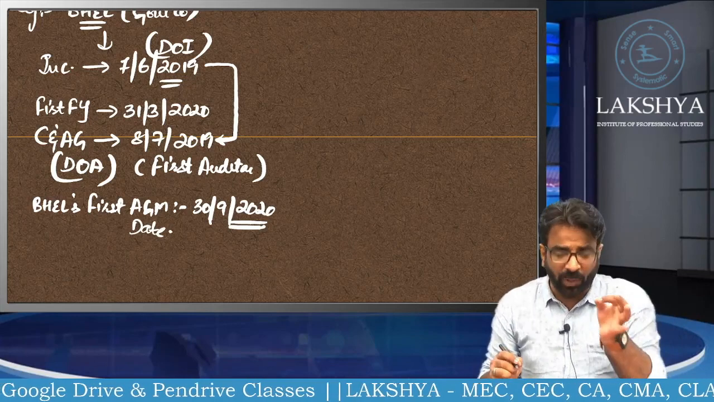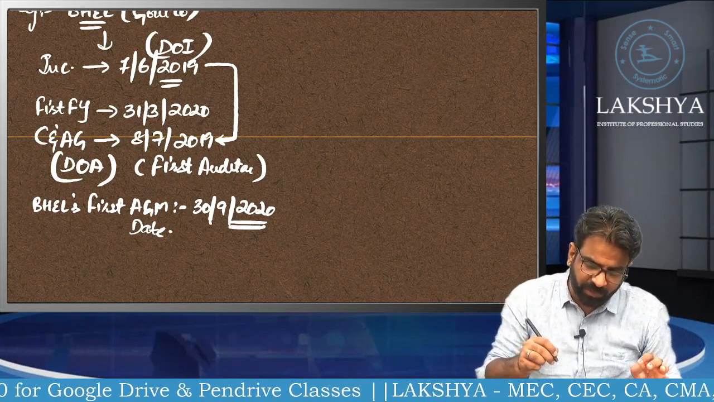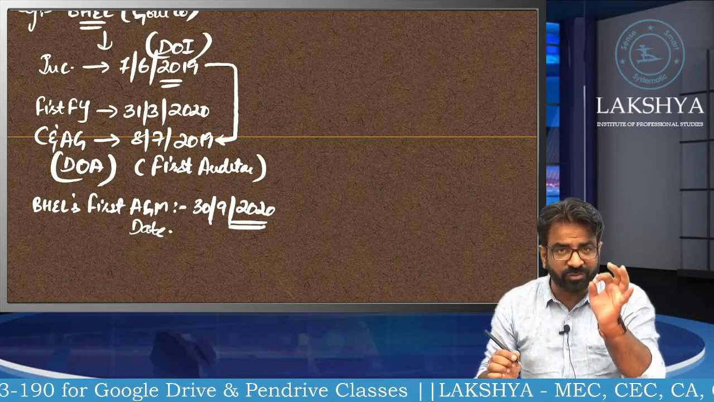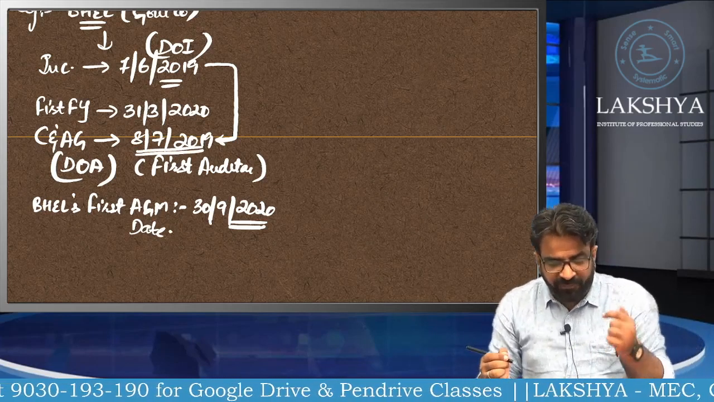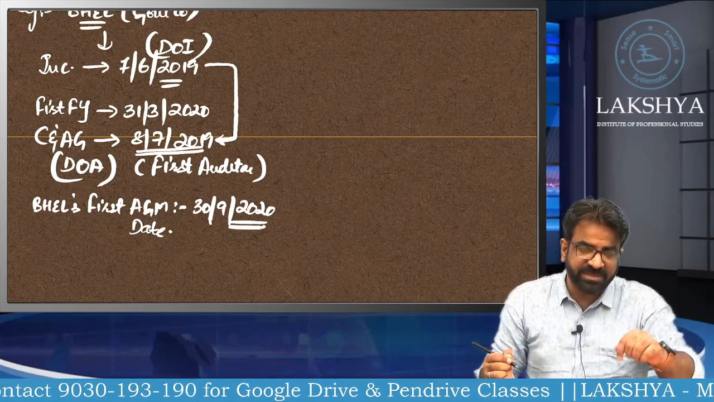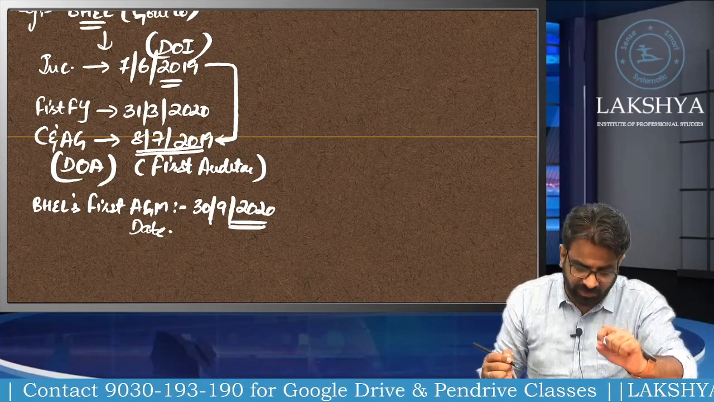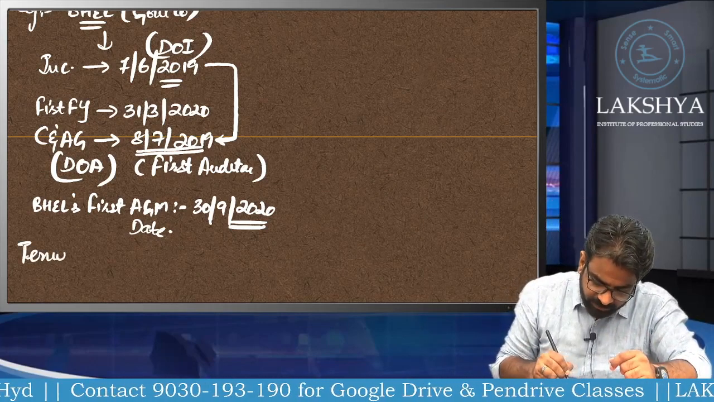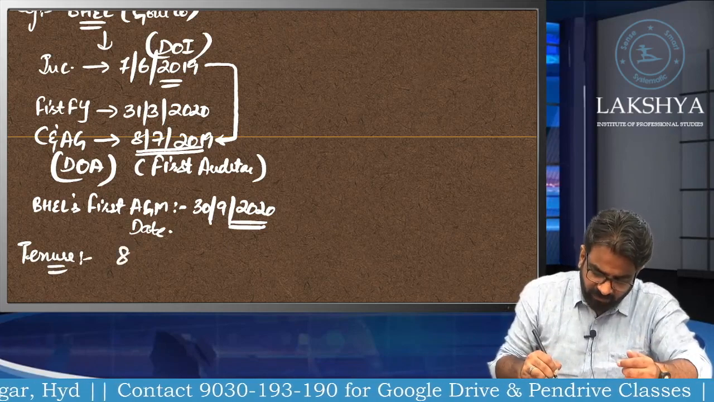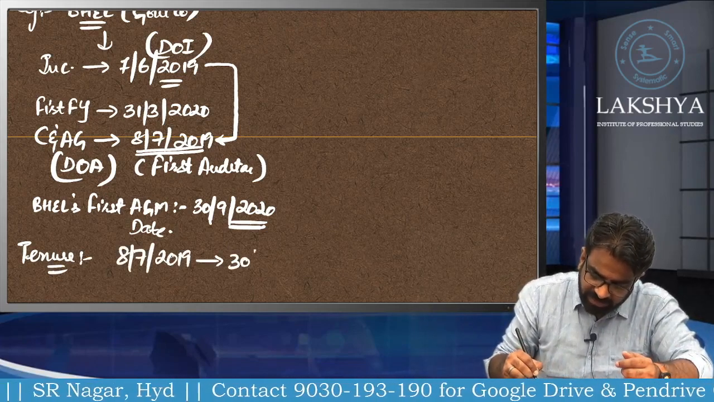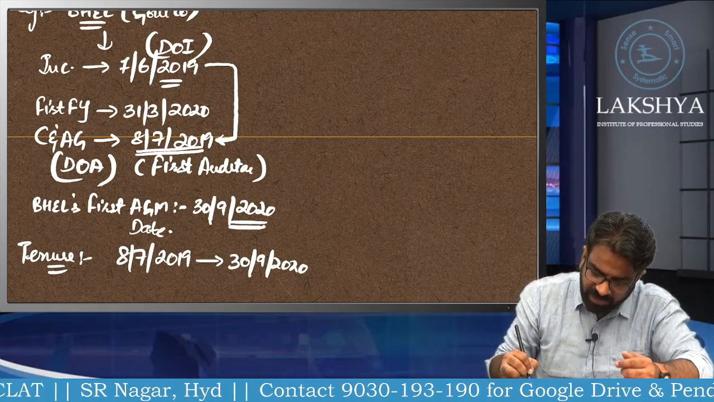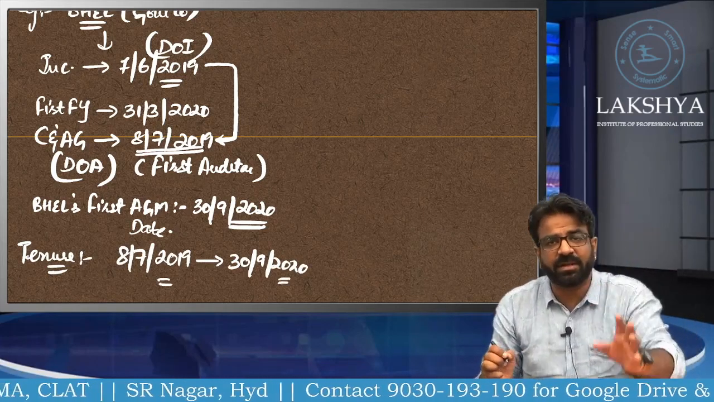Now when was this auditor appointed? The auditor was appointed on 8th July 2019. This is the date. Right or not? And when was the first AGM conducted? The first AGM was conducted on 30th September 2020. So tell me what is the tenure? The tenure will be simple, from 8th July 2019 to 30th September 2020. I hope everyone is crystal clear with the concept.